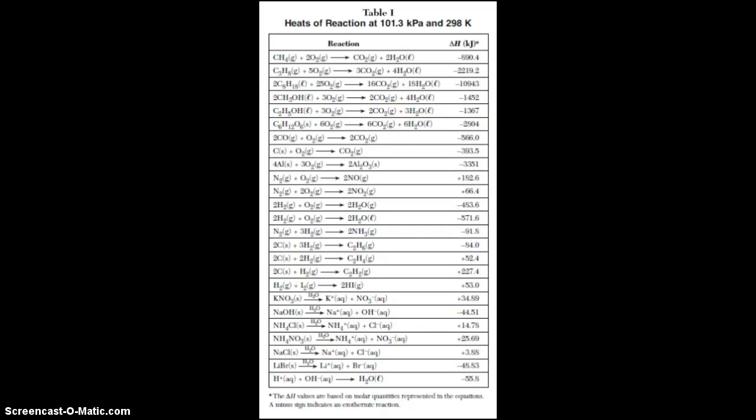Did you get number 4? Number 4 is correct. You were looking for a positive delta H because it's an endothermic reaction. The other three all had negative delta H's and therefore were exothermic reactions. Remember, your reference tables are here to help. Be sure to make good use of them.